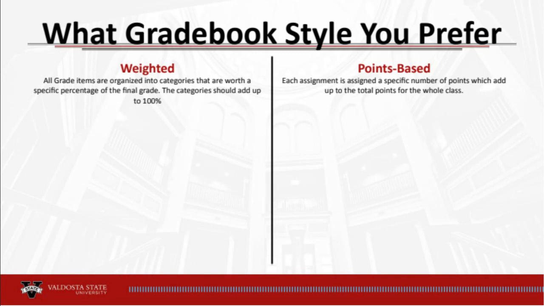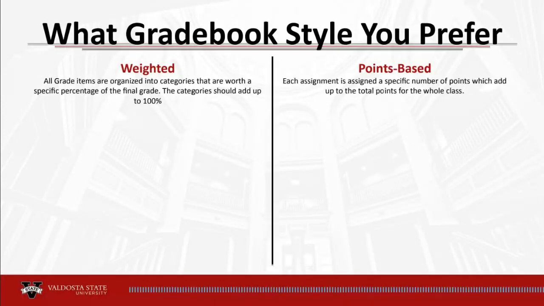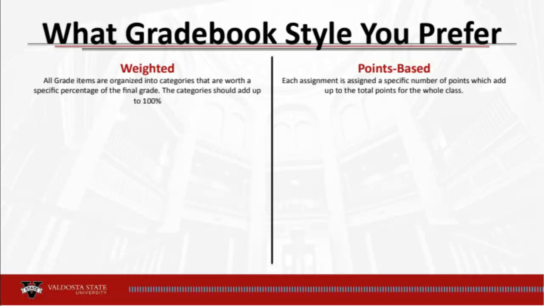So specifically, what I'd like to do right now is take a quick poll about whether you prefer coming into this webinar using a weighted gradebook, which is a gradebook where all of your grade items are organized in categories, and then those categories add up to a specific percentage of the final grade. So all of the different categories then add up to 100%, which is the total amount of your total possible points in a grade. And a points-based gradebook is where each specific assignment has a specific number of points, and that adds up to the total number of points for the whole class.